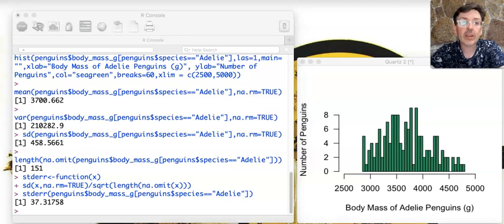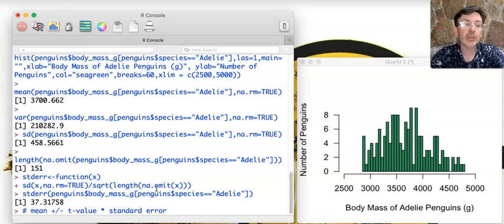Now, with that value, we can calculate the 95% confidence interval by hand, using the formula where we take the mean value and either add or subtract from that value the product of the standard error of the mean, which we just calculated, and the t-statistic. And the t-statistic is a term used to describe the distribution of points around a mean when we have sample sizes that are relatively small.